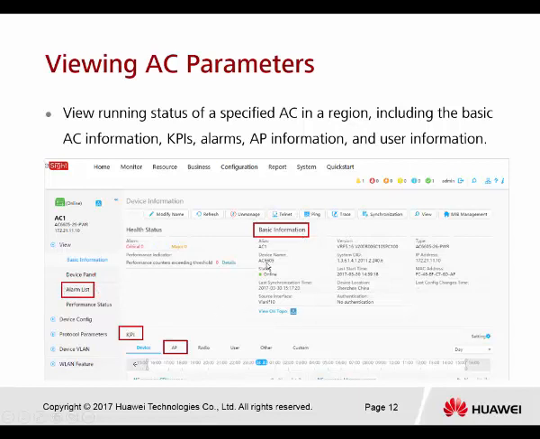Okay, this is my basic overview. So my basic information, AC number 1. Okay, my device name is 6605. The version, the system OID, IP address, MAC address.